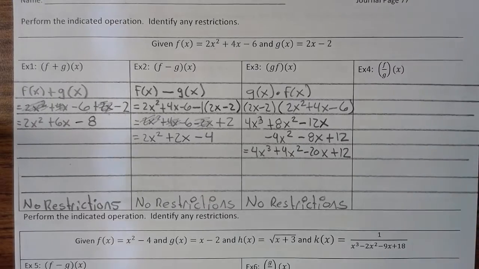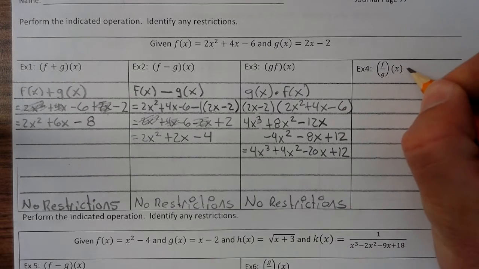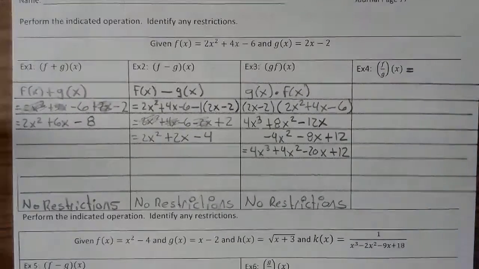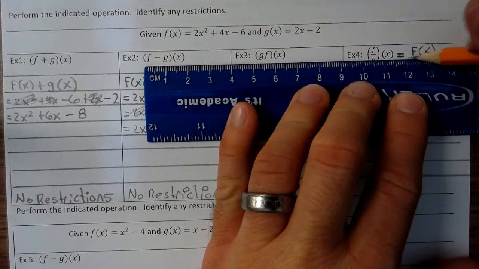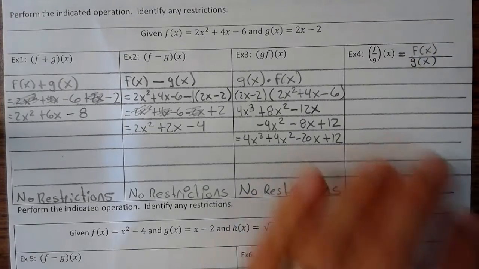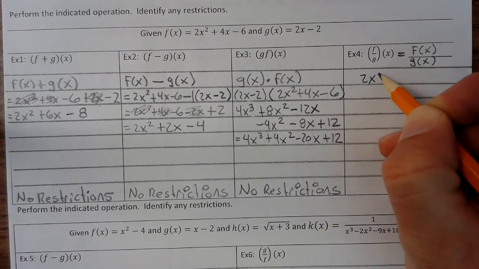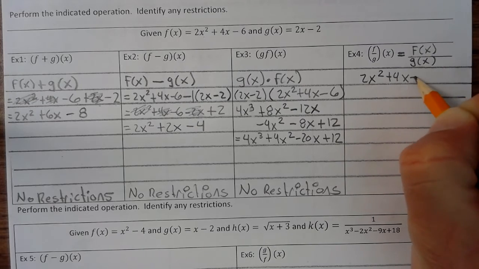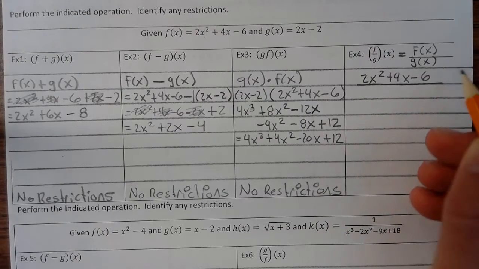All right, go ahead and finish up example 3. All right, so now example 4. I think we're going to need space, so do this here, but this is f of x divided by g of x. Okay, so f of x is 2x squared plus 4x minus 6 divided by 2x minus 2.